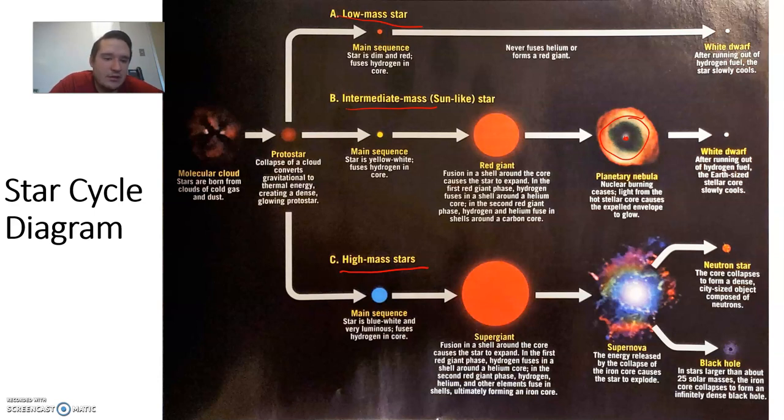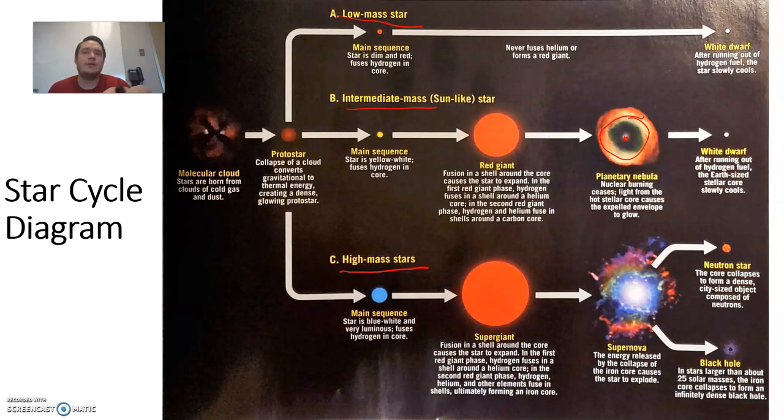The energy released by the collapse of the iron core causes the star to explode. When the star explodes, it's going to become one of two things: a neutron star or a black hole. In a neutron star, the core collapses to form a dense, city sized object composed of neutrons. In a black hole, in stars larger than about 25 solar masses, the iron core collapses to form an infinitely dense black hole. We'll go over black holes later. We're not going to go over them today. Once again, they're a confusing topic, kind of like dark matter and dark energy, so we'll go over that later.